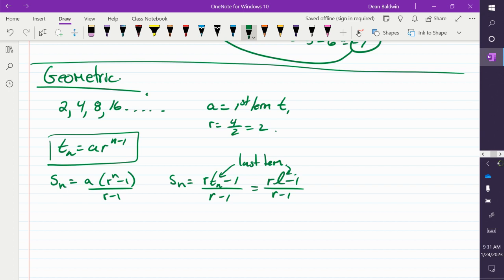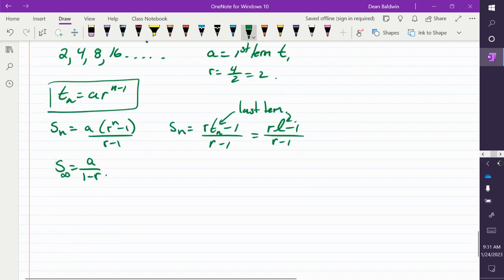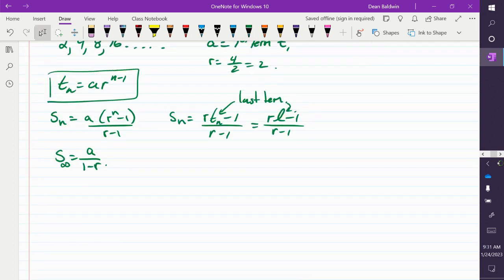So let's just practice. Oh, there's one other formula for sum. This one, and I remember S infinity: A over 1 minus R. Remember that? When do you use this one? Well, obviously when you're summing to infinity.